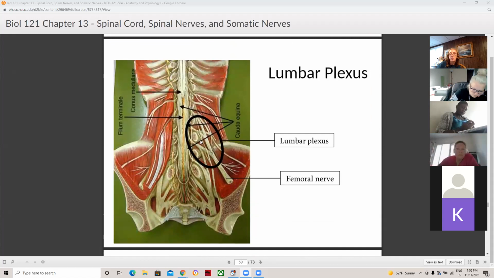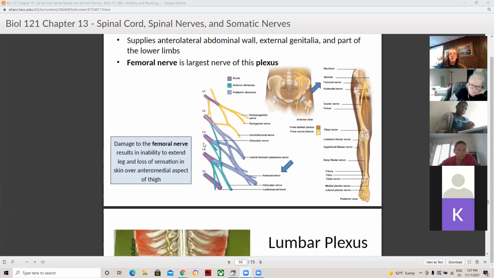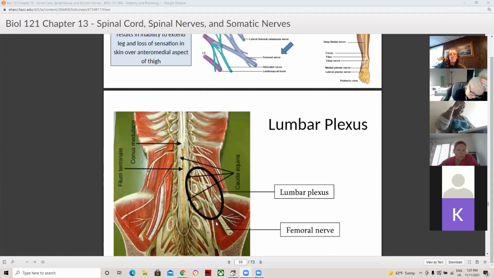Lumbar plexus, remember it's coming off L1 to L4. And the femoral nerve is the largest nerve coming off.